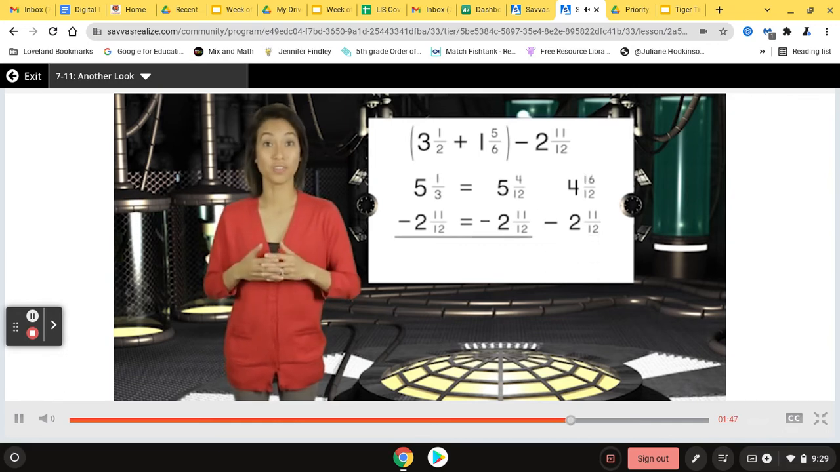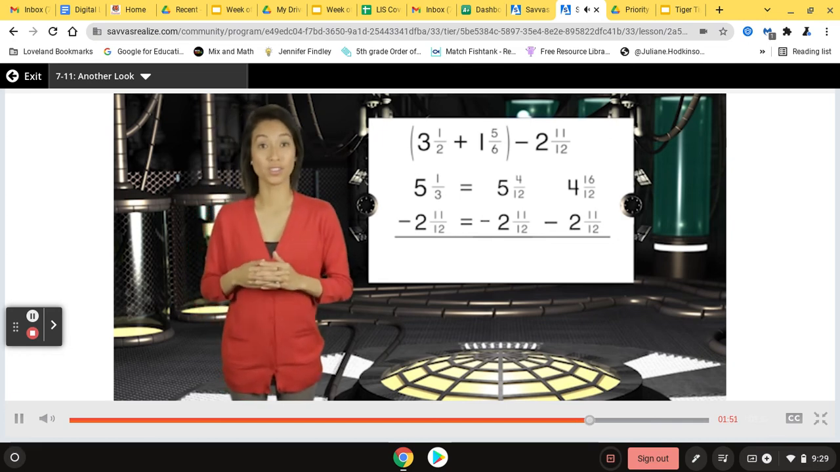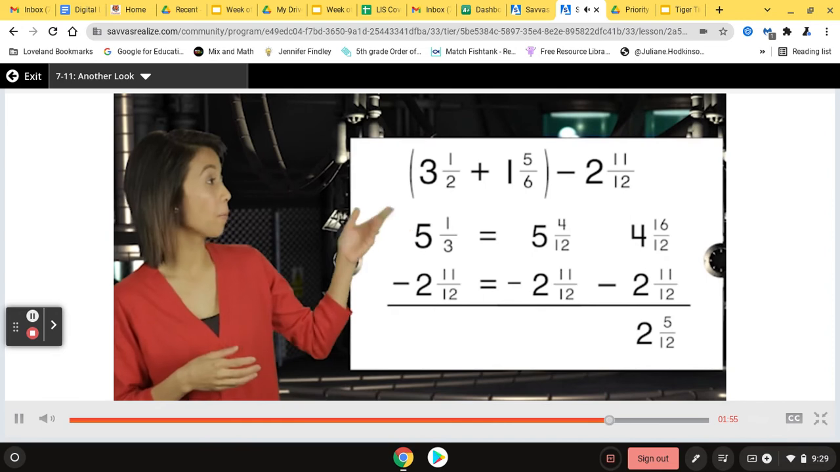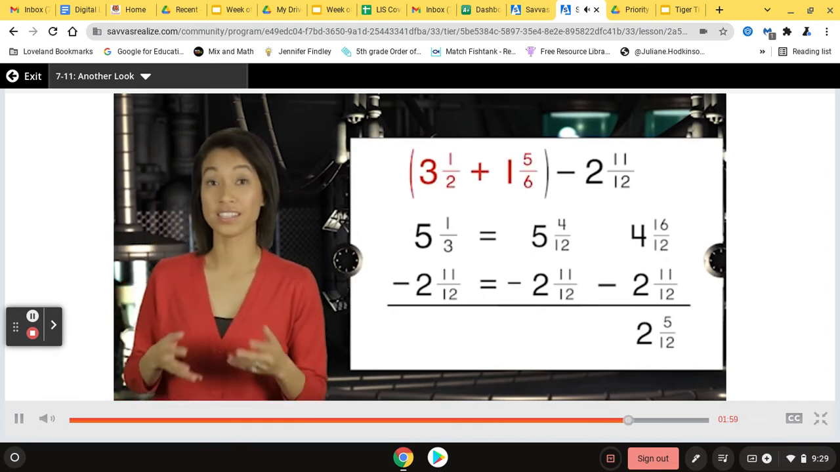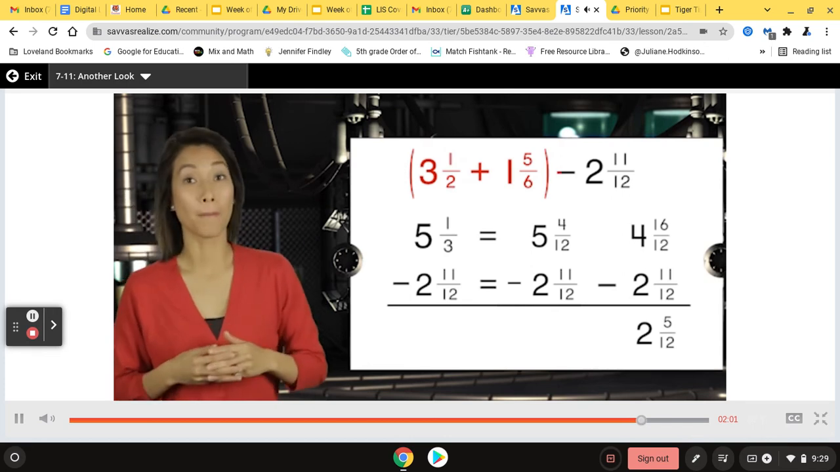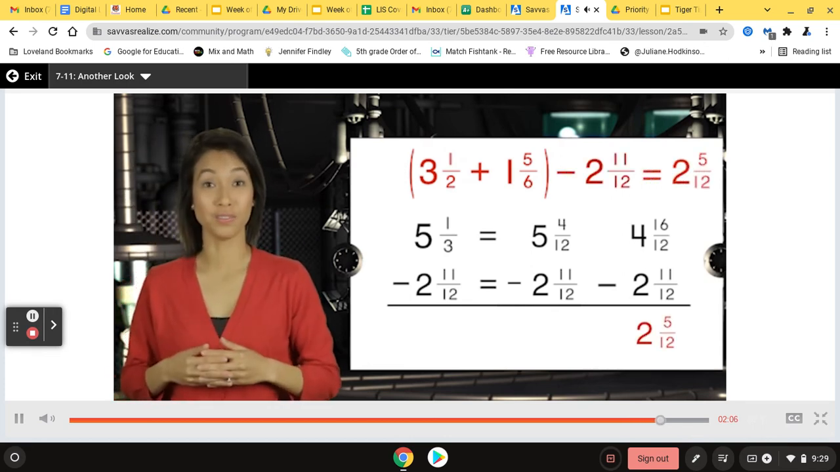4 and 16/12. Now, subtract the fractions and the whole numbers. We get 2 and 5/12. So, open parentheses, 3.5 plus 1 and 5/6, close parentheses, minus 2 and 11/12 equals 2 and 5/12.